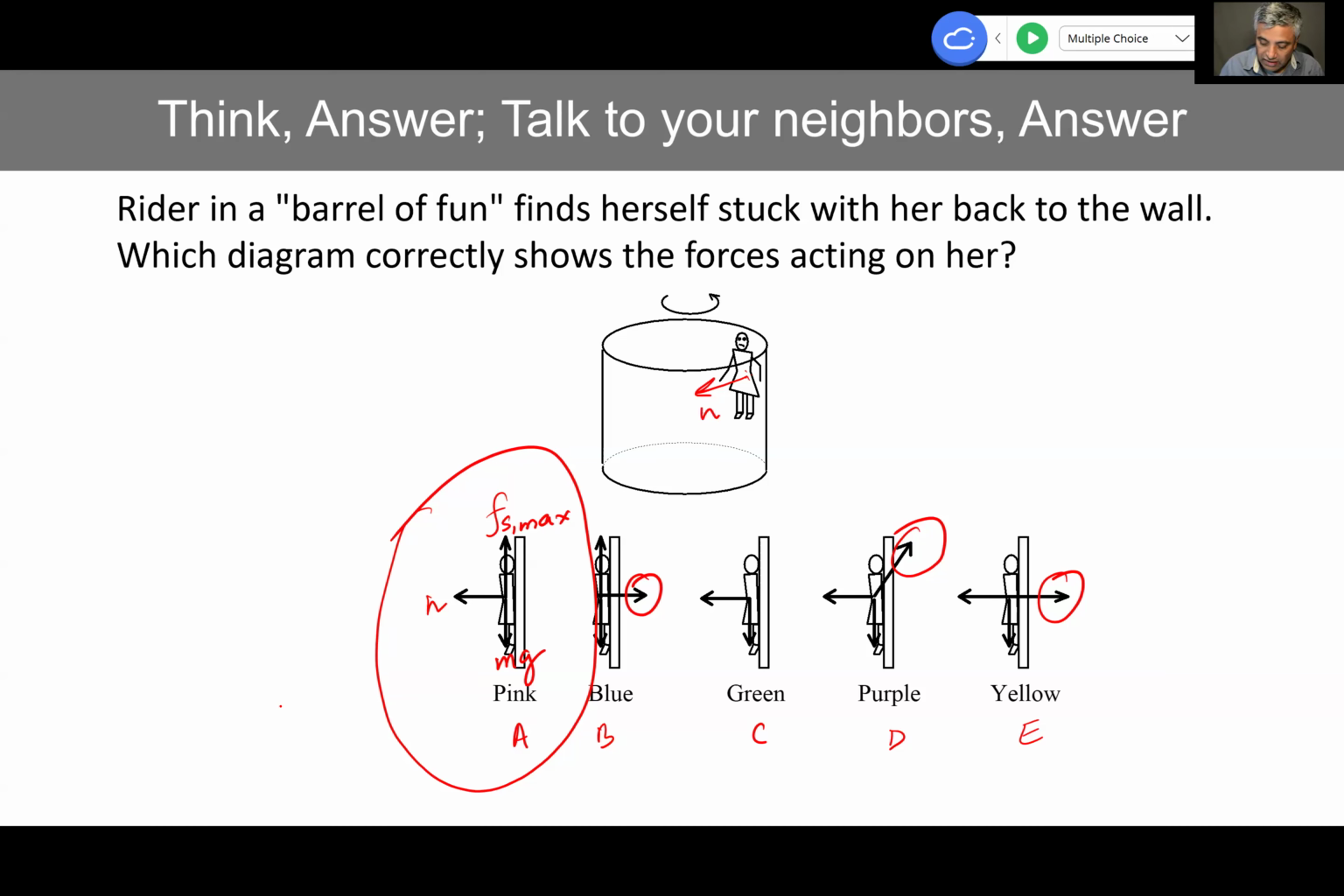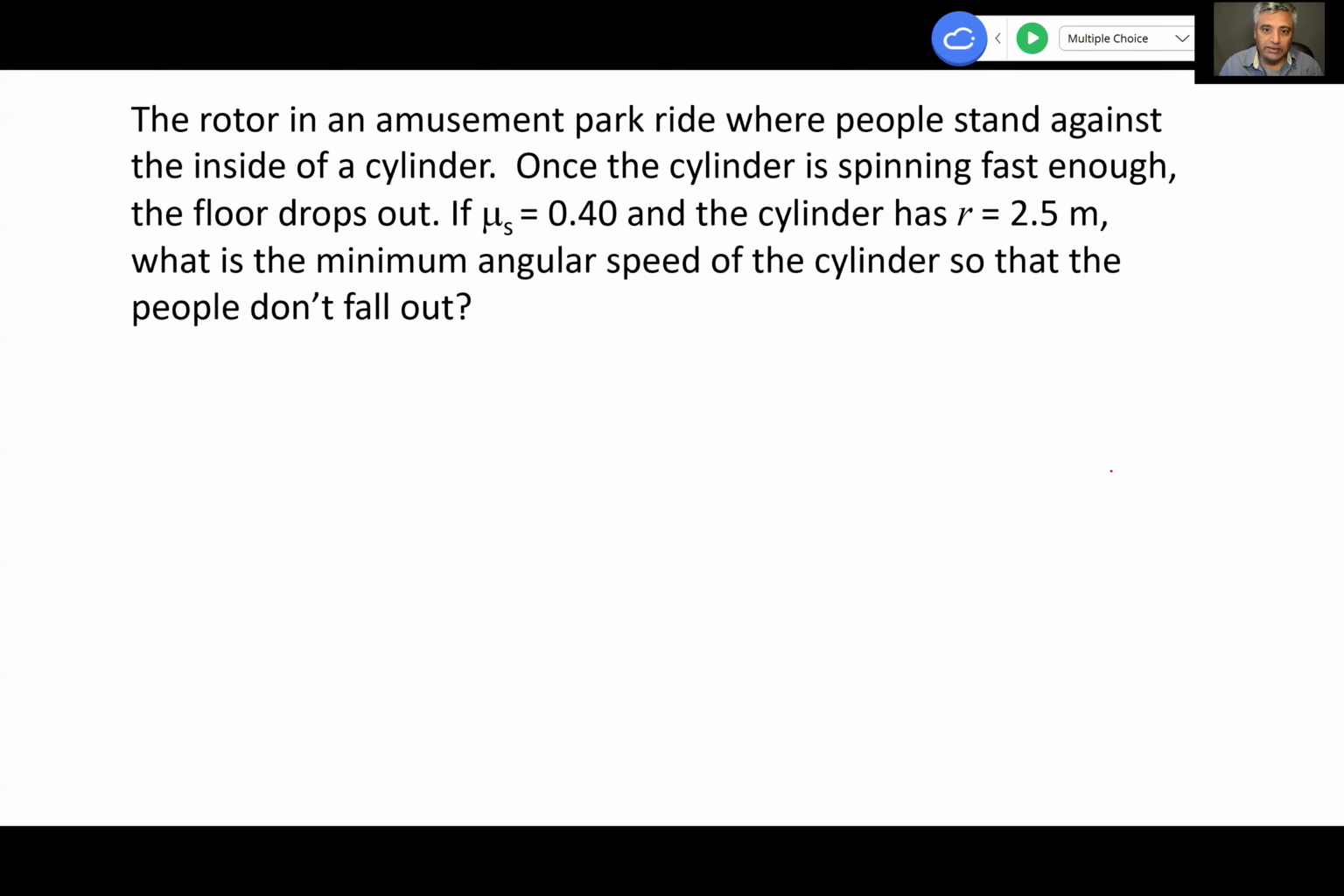Now, let's do the problem directly related to this one here, okay? So in this case, the coefficient of static friction is given, and it says the radius of this cylinder, and that is the radius at which the person stuck on the wall is going to be rotating, right? So we know the radius, we know the friction coefficient. And the friction coefficient is related to the friction force.